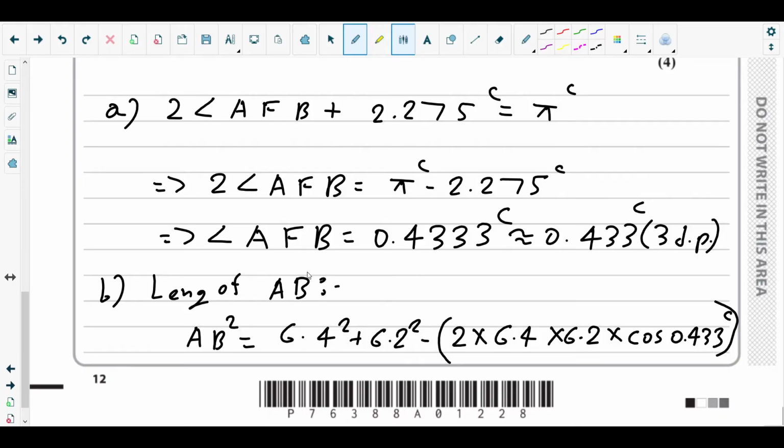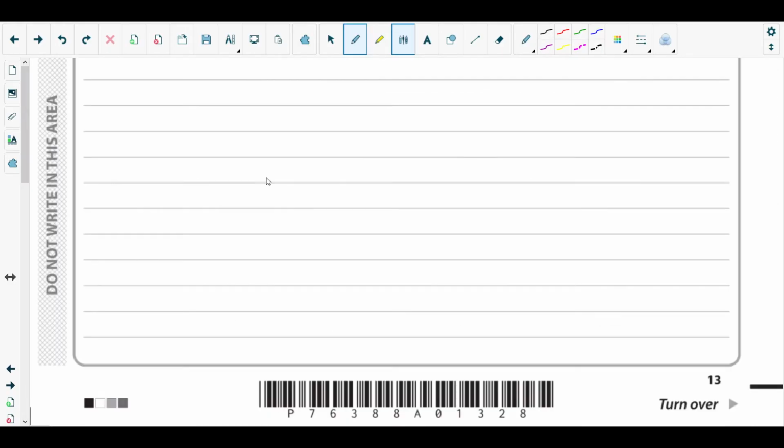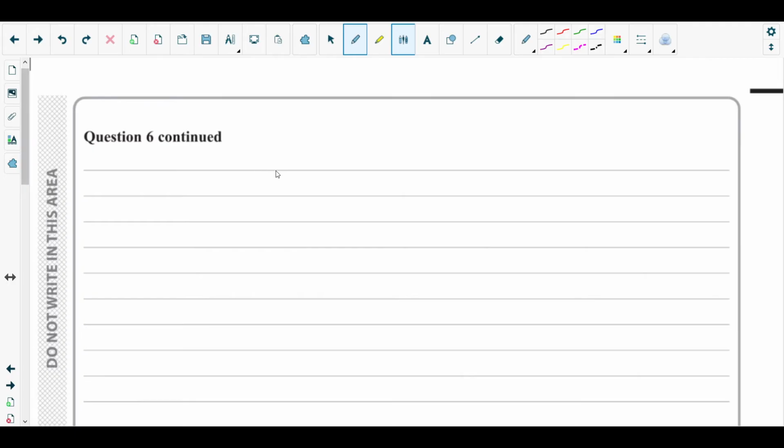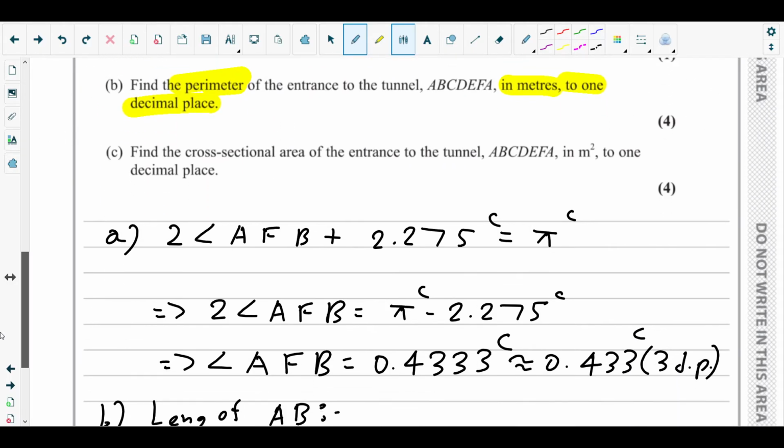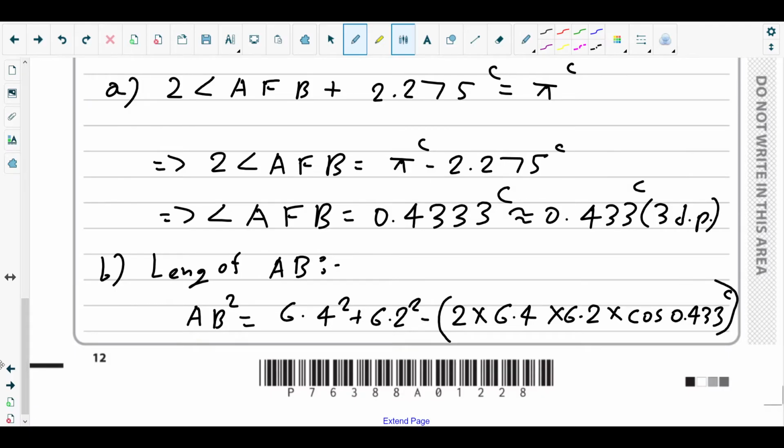Okay, now just find out the value for AB. We need the length AB, right? So AB would be what? Square root of what? Find out the value. Don't forget to keep your calculator in radian mode while you do the calculations.